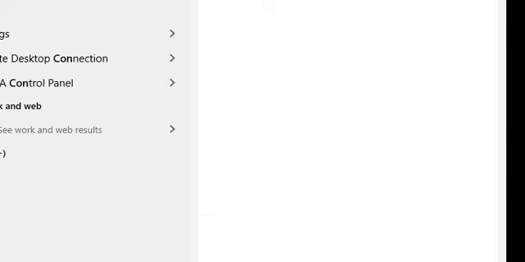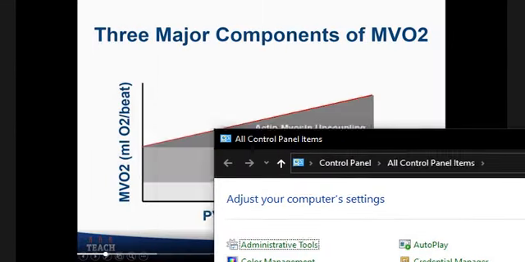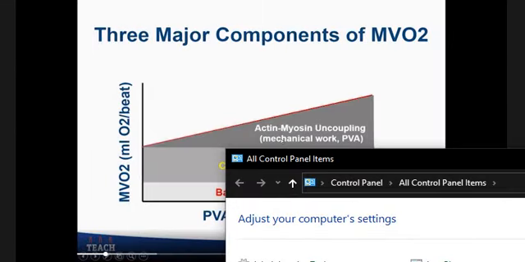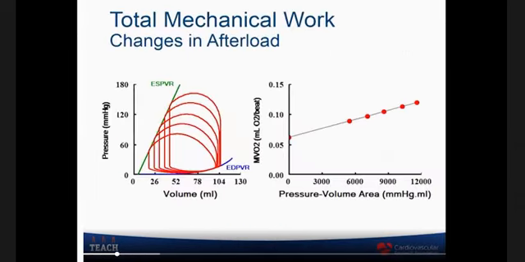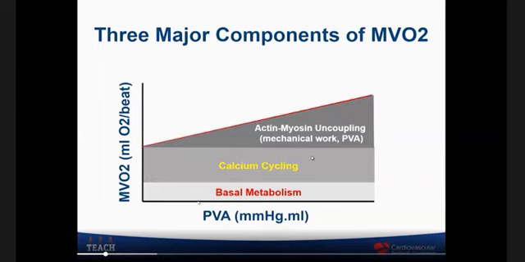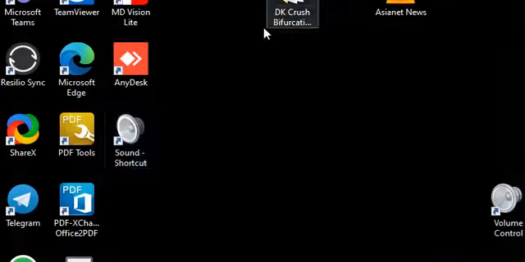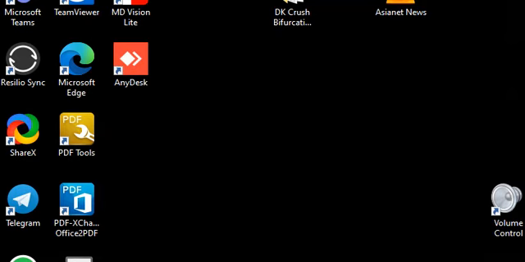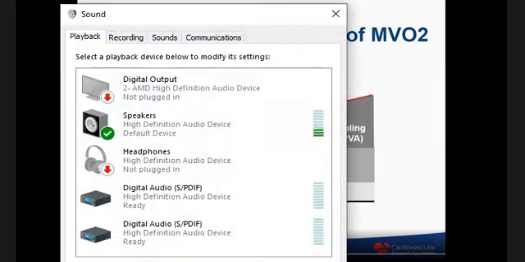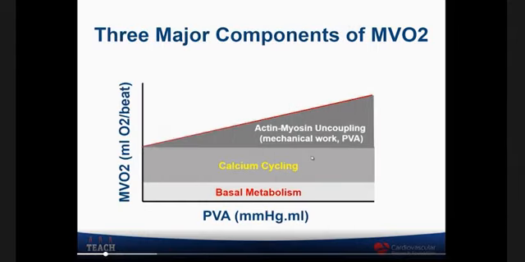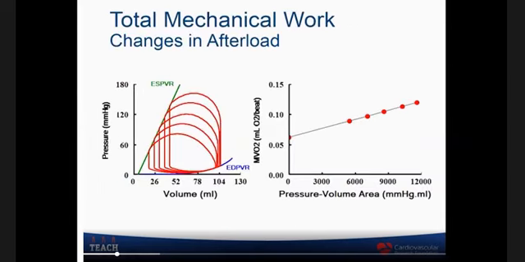So the three major components of oxygen consumption are the basal metabolism, calcium cycling, and the actin-myosin coupling, which is the active part of the pressure volume loop. This calcium cycling keeps happening even in the rested heart if it has to stay alive, which means even if you have a device that is helping the heart to pump and the heart is not really pumping, it still consumes quite a bit of oxygen just to stay alive because the calcium has to be cycled.